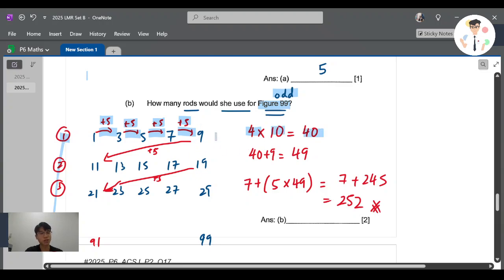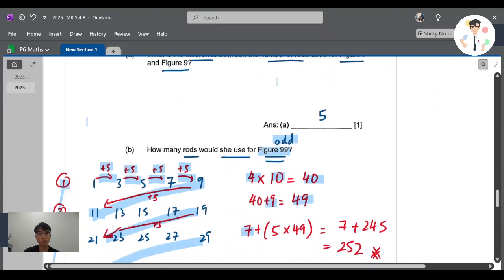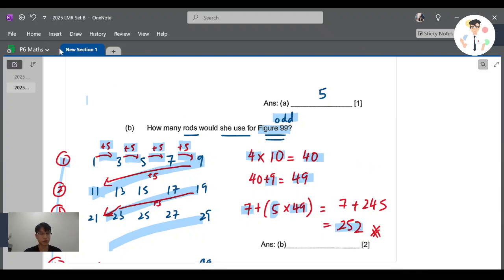And between each row, there's a connection, right? From 9 to 11. So I need to plus 5 here also. So this will go on for 9 times. That's why I plus 9. So 49 times. So 7, the original number here, I need to plus 5 for how many times? 49. That's why I get 252 in the end. And that is the answer.